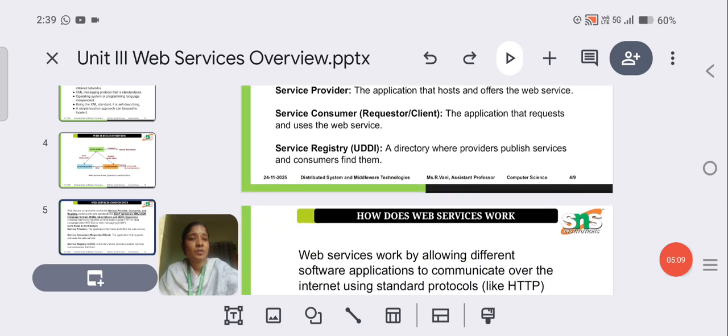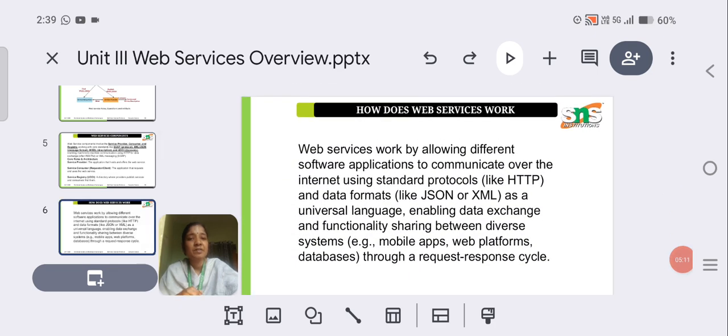The next we are going to see is how a web service works, in the next series.